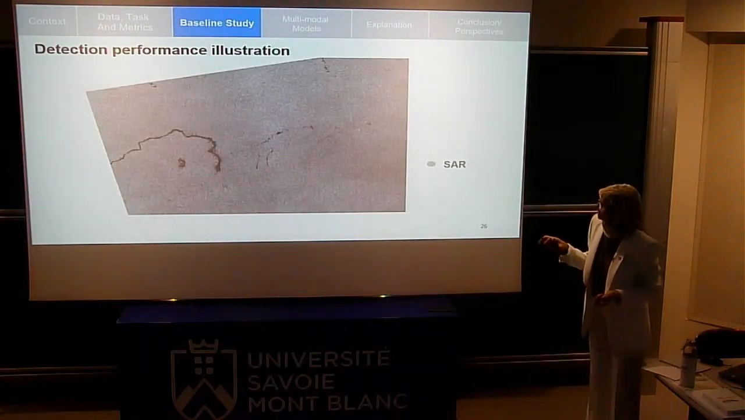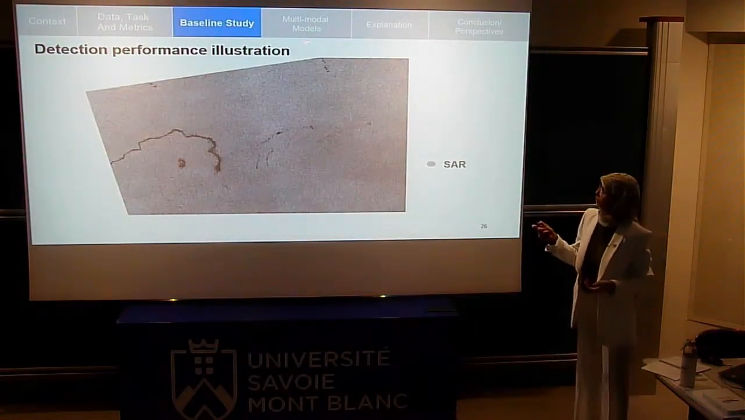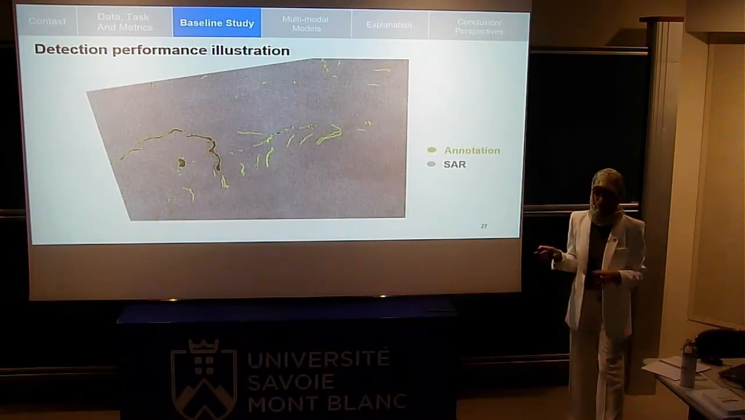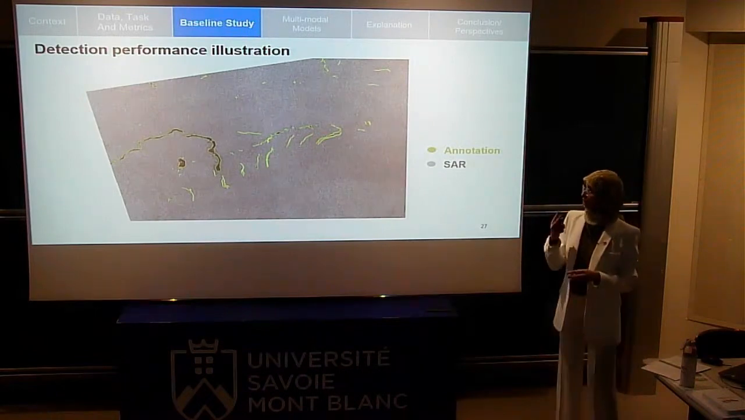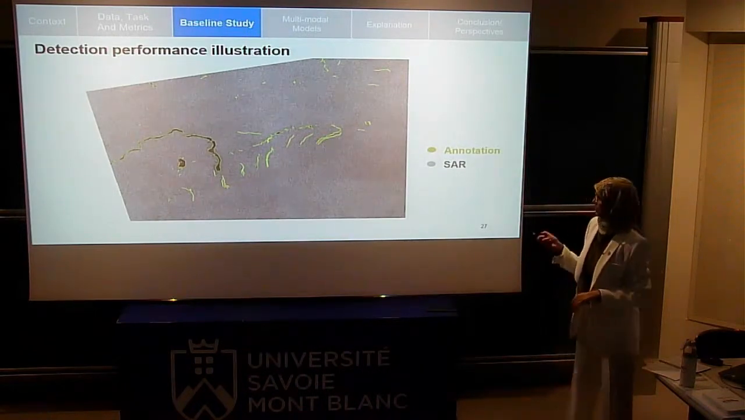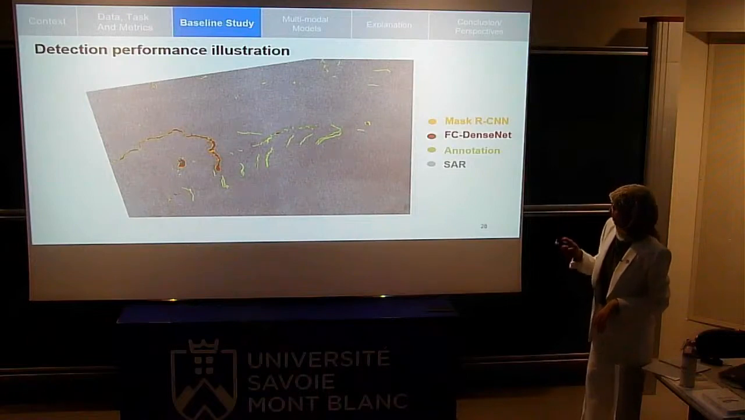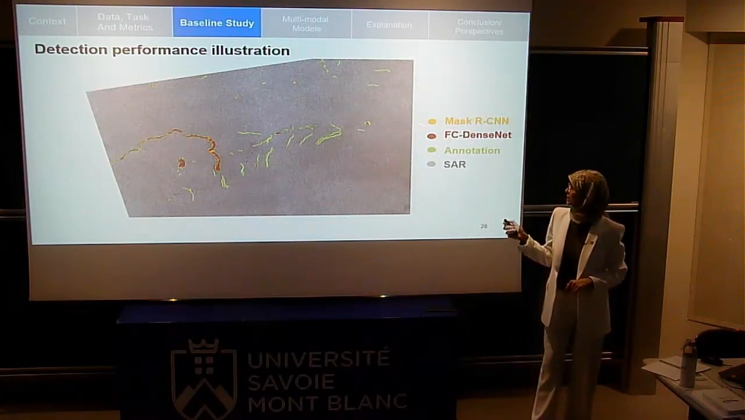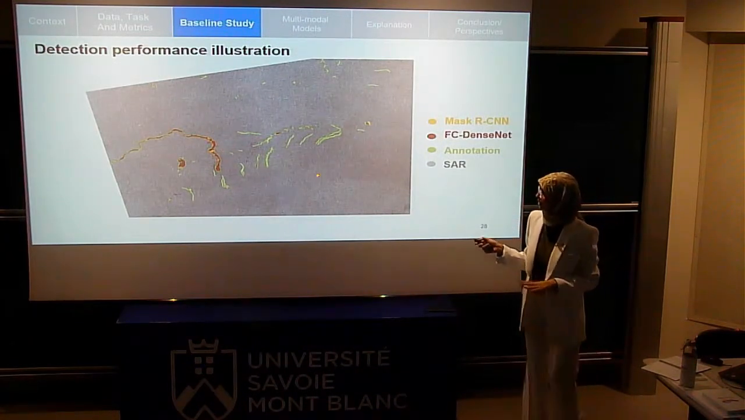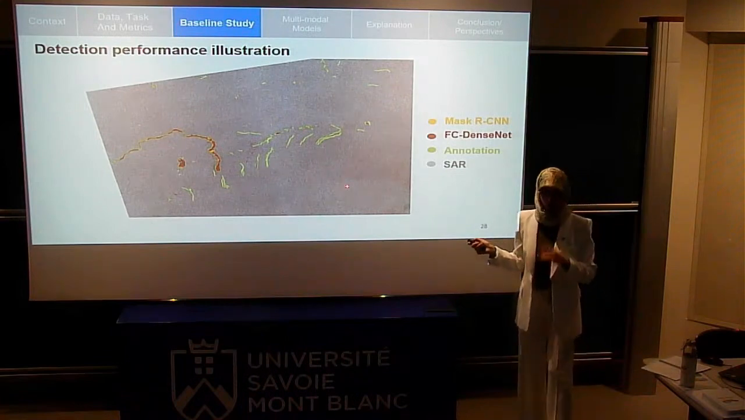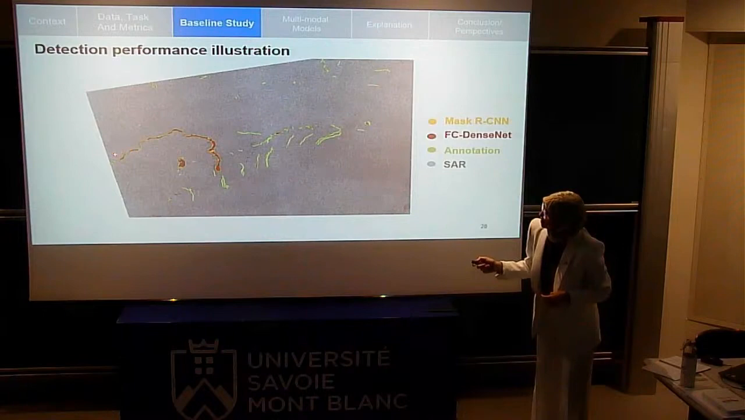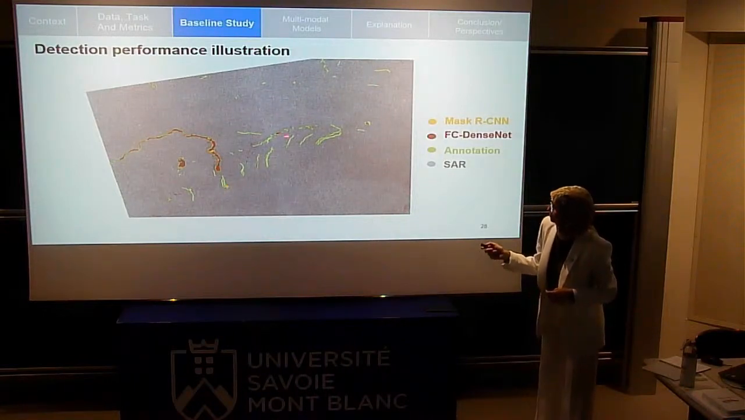Let's see real results. Here we have a SAR image with several slicks that are highlighted in green by photointerpreters. I'm going to show you the results of FCDenseNet and Mask R-CNN. We can see here the prediction of FCDenseNet highlighted in red and the prediction of Mask R-CNN highlighted in yellow. We can clearly see the reflection of the IOU values. We can see that the red color is covering more of the annotation.